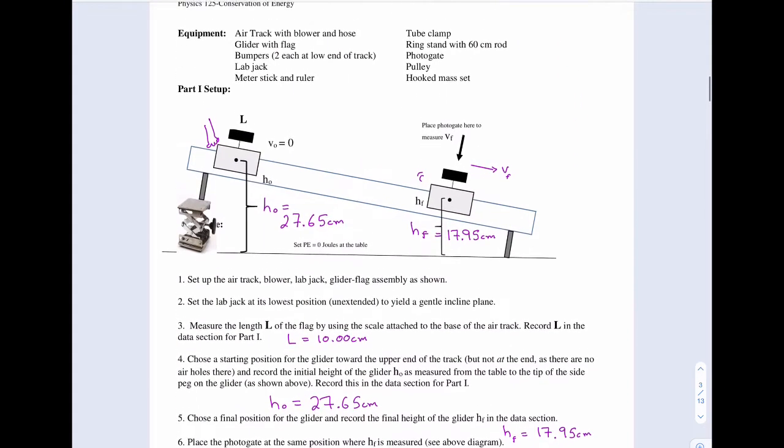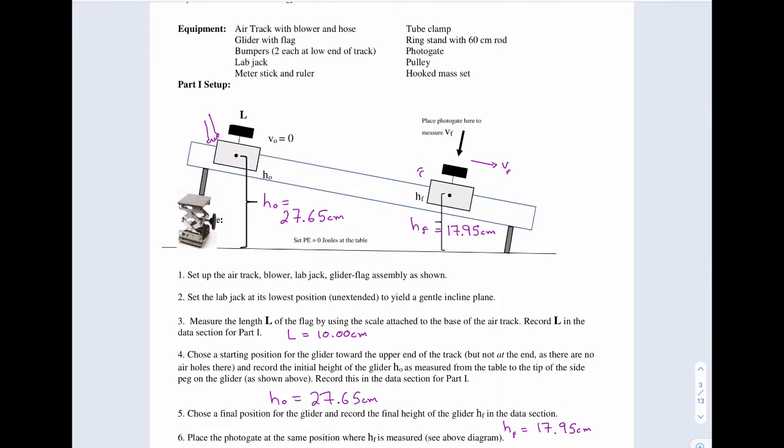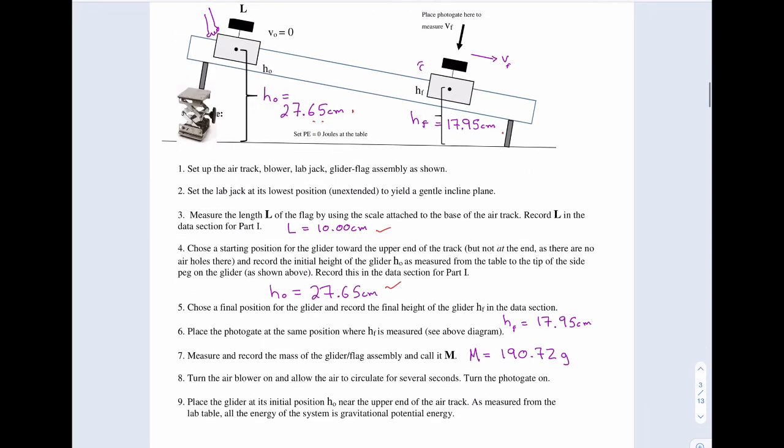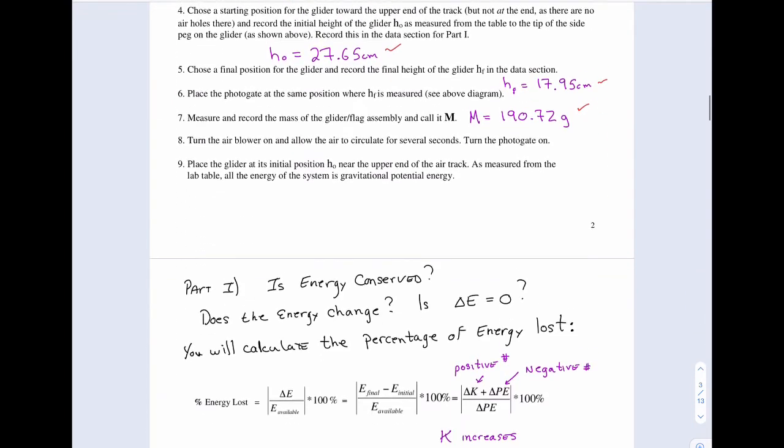So here's the same setup. I wrote down some data. These are the heights. Remember, with our meter sticks, you measure to 2 decimal places. I measured the length of the flag. There's my H initial, and I just went through this step by step and recorded this data. I'm using capital M, 190.72 grams, for the mass of the glider.